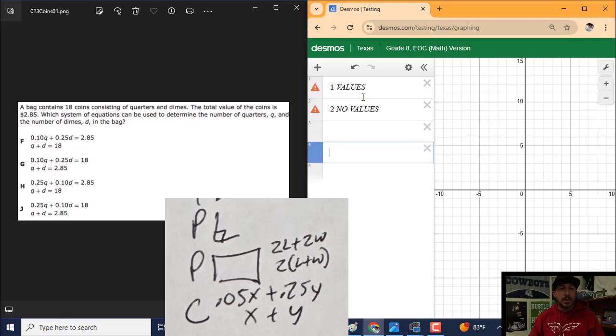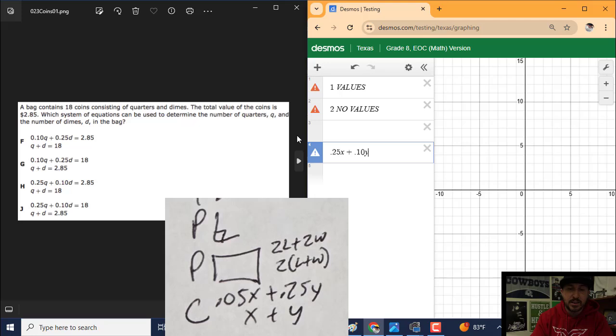Let's see what kind of coins we have. 18 coins, who cares? Okay, I've got quarters and dimes. It gave me the quarters first, so it's going to be 0.25 x. Notice, it's not going to be 25x. That's $25. So it's going to be 0.25 because a quarter is worth 25 cents. Plus the dimes, it's not going to be a 10. It's going to be a 0.10.